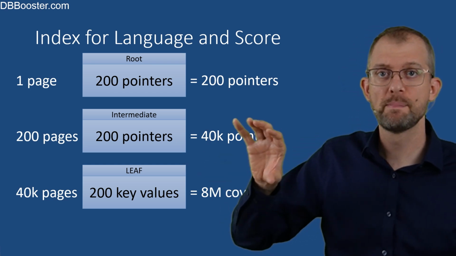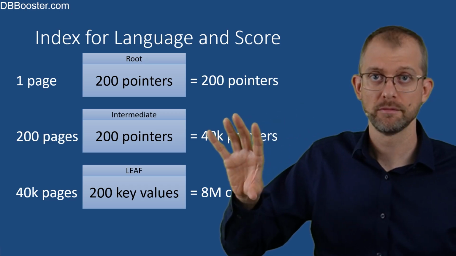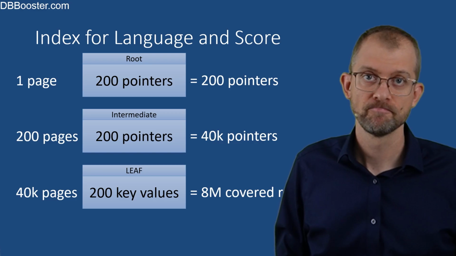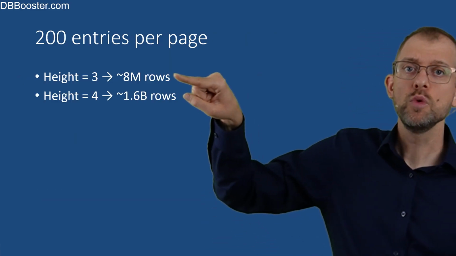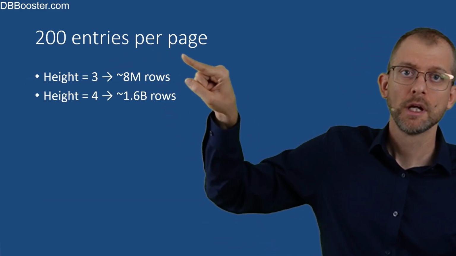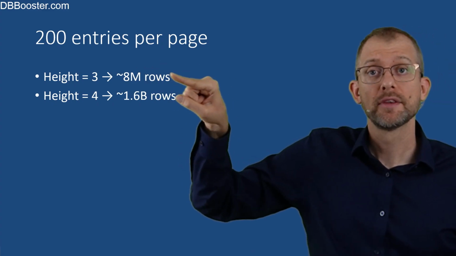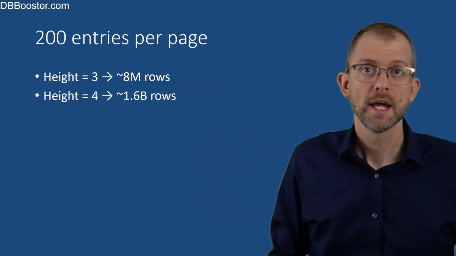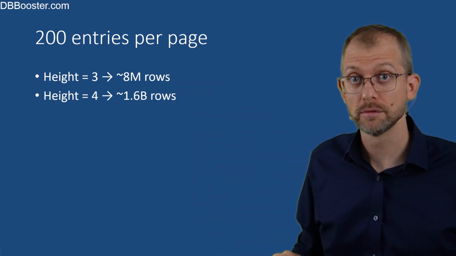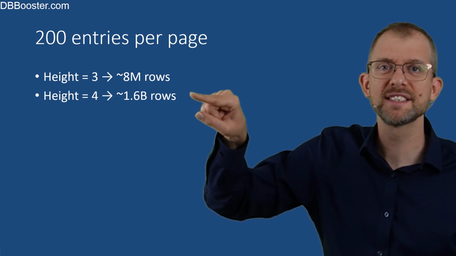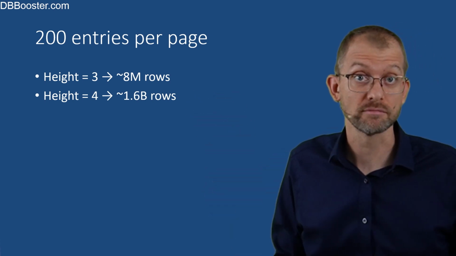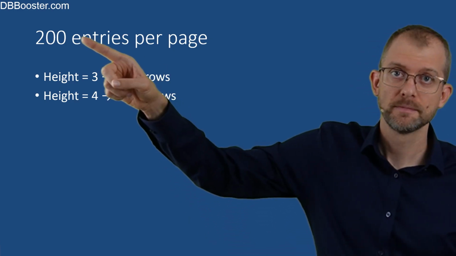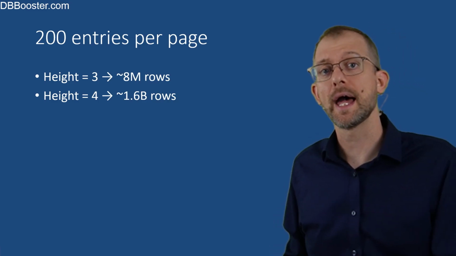That's the brilliance of B-trees. Logarithmic power. 3 steps instead of scanning all the table pages. With an average of 200 entries per page, a tree of height 3 can cover roughly 8 million rows. If we increase the height to 4, it jumps to about 1.6 billion rows. Pretty awesome, isn't it?